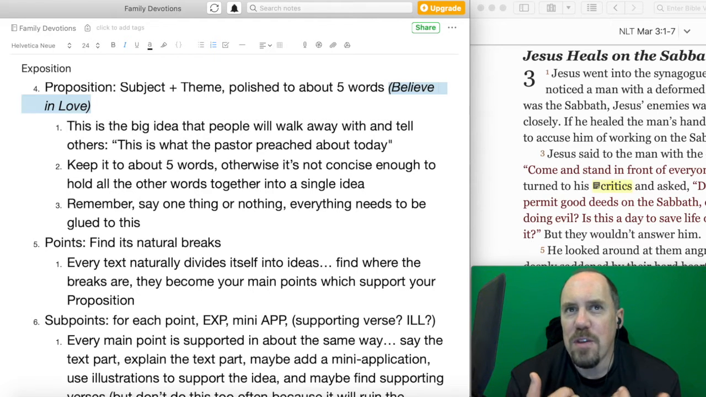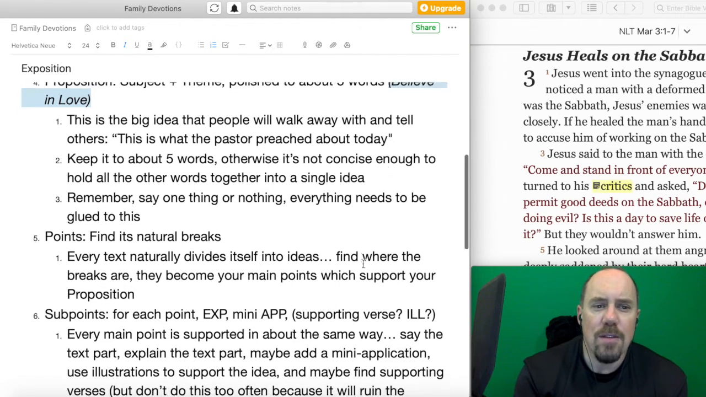Try to remember this. You can say one thing or you say nothing. Just one thing or nothing. Make sure all of your points tie back to the one thing. Believe in love, in our example here. Okay, let's go to points.